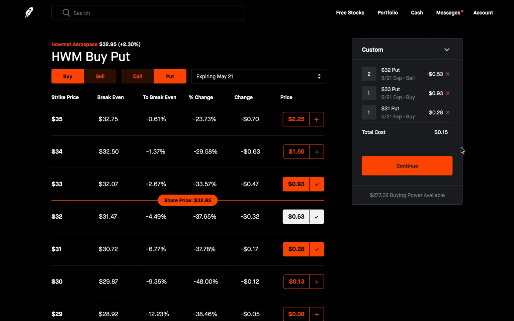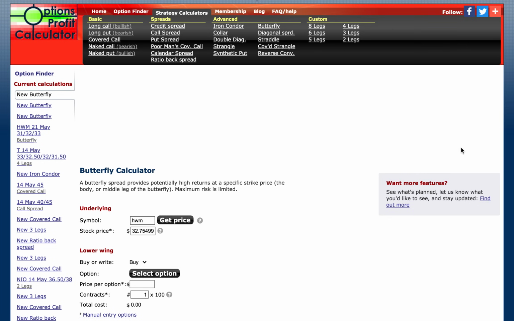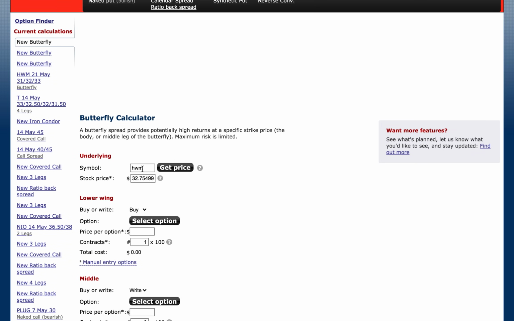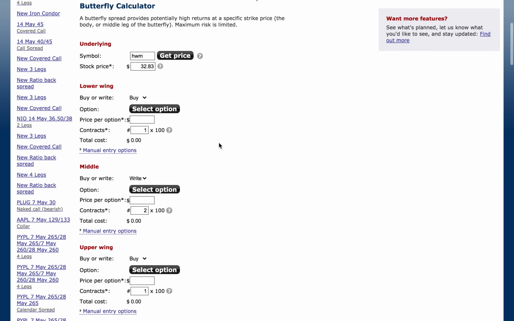So now we can go over to the options profit calculator. Let's actually take a look at what this looks like. So here we are in the options profit calculator. Under advanced, there is a butterfly link you can click on. And again, I already put HWM here, so I can click on get price here. It's been kind of slow today for some reason. So hopefully this fills up very quickly. And what we're going to do now is pretty much enter the exact same trade we just wrote on Robinhood.